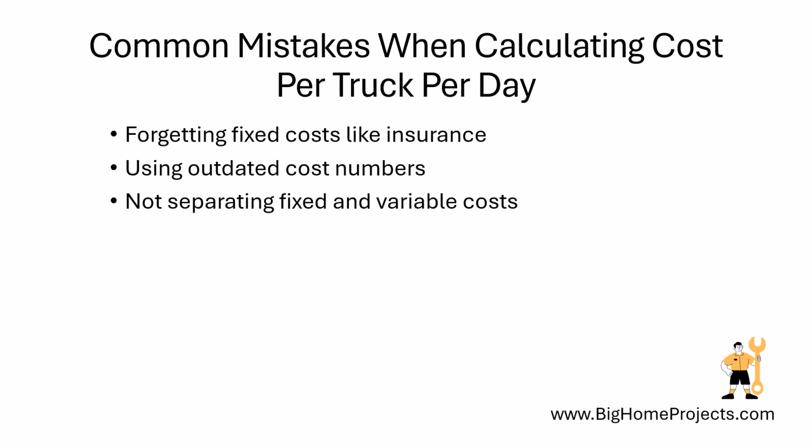One common mistake is only counting fuel and driver pay while forgetting fixed costs like insurance and truck payments, which makes your daily number look much lower than it really is, so always include every expense, even the ones that feel automatic. Another issue is using old numbers from months ago instead of updating them regularly, since fuel prices and maintenance costs shift often, so recalculate your daily cost at least once a month to stay accurate. A lot of people also forget to separate fixed and variable costs, which makes it hard to see where money is actually being spent. So keeping two simple categories side by side gives you a much clearer picture and helps you price your jobs correctly.